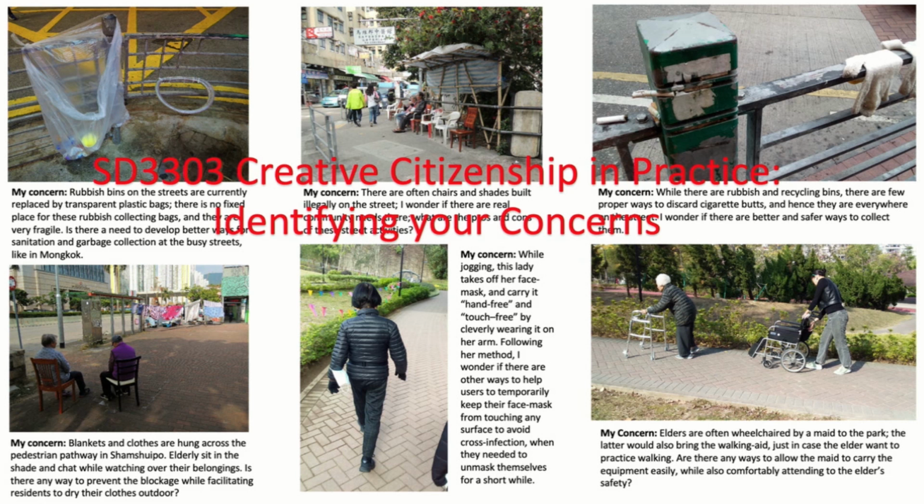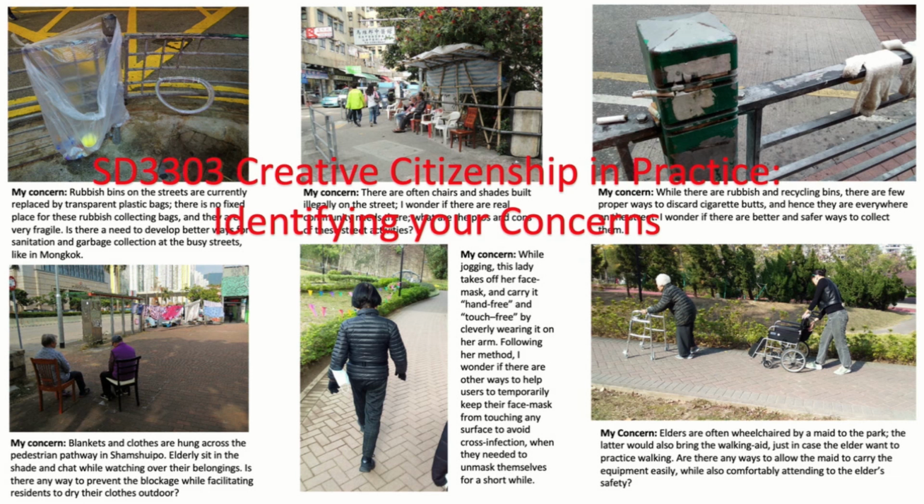Okay, so here is another example of students going out to do studies. In a class called Creative Citizenship in Practice, students are asked to identify their social concern, and then they need to take a picture of that and write up some kind of description of their concerns through this kind of means. Okay, observation is very important, as you could see in our program.